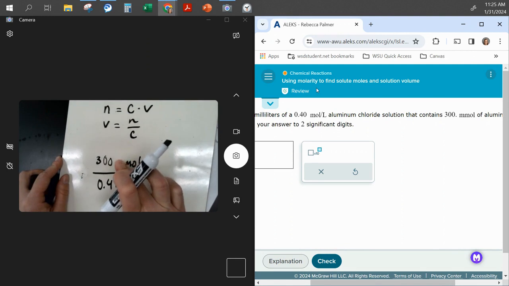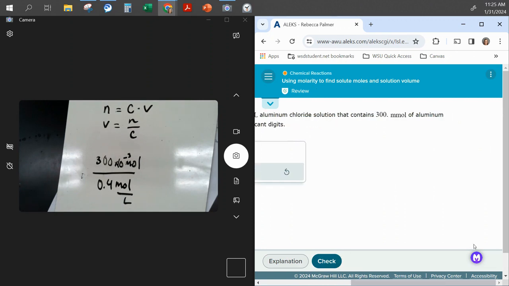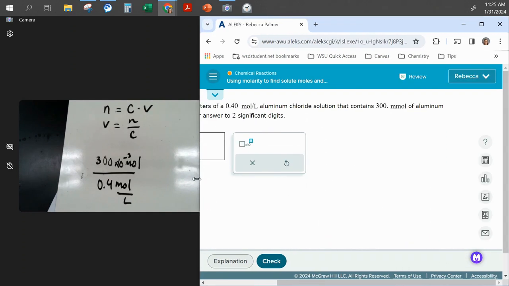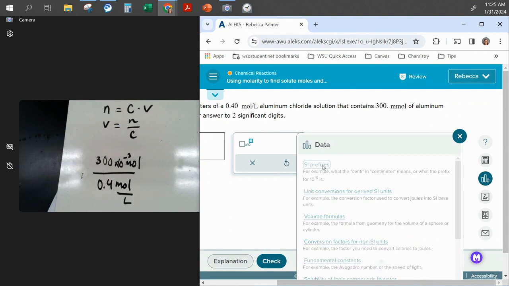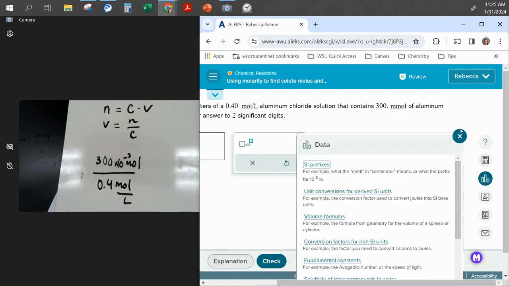Instead of writing milli, I'm going to write times 10 to the minus 3. I have just started remembering that, but if I can't remember that, then I will look at my Alex data table and look at SI prefixes. You get this on the test. So milli is times 10 to the minus 3. So anytime I see millimoles, I can change the milli to times 10 to the minus 3.